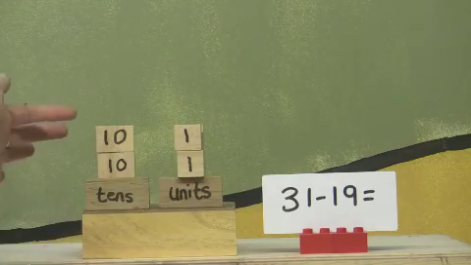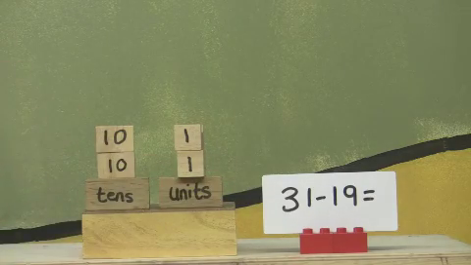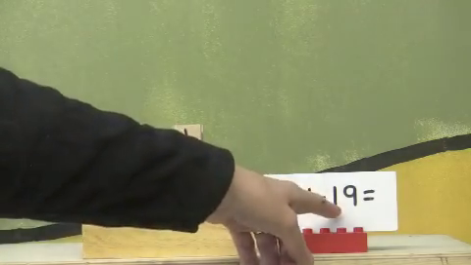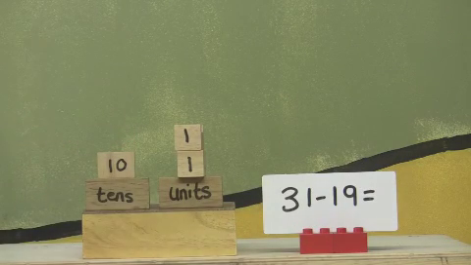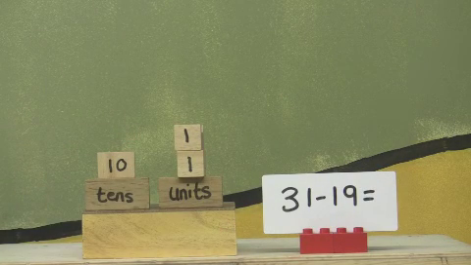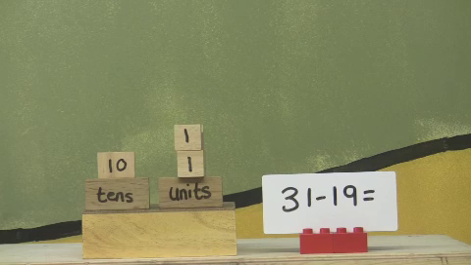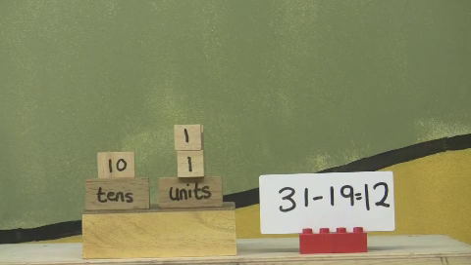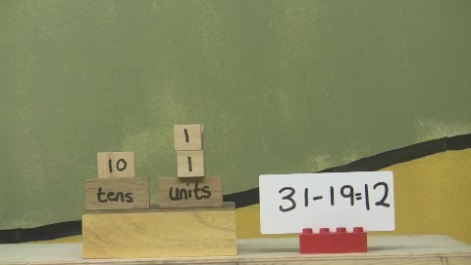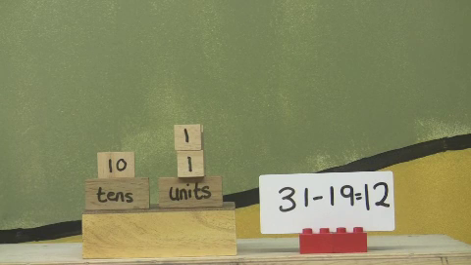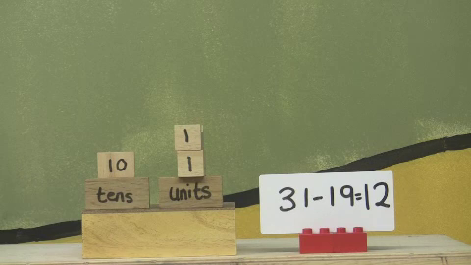Moving over to the tens, I did have 3. I used 1, now I have 2. 2 take away 1 is 1. 1 ten and 2 units, 12. So 31 take away 19 is 12. 1 ten and 2 units.